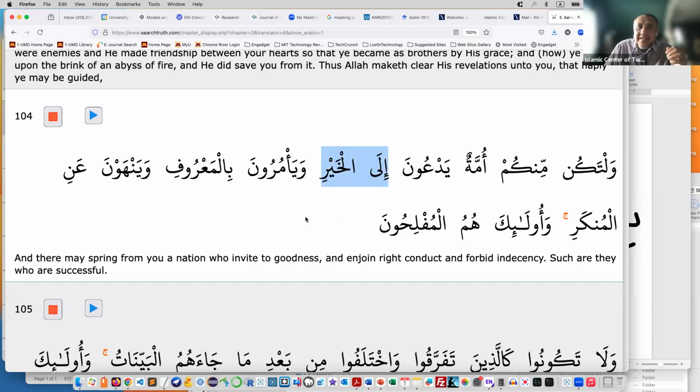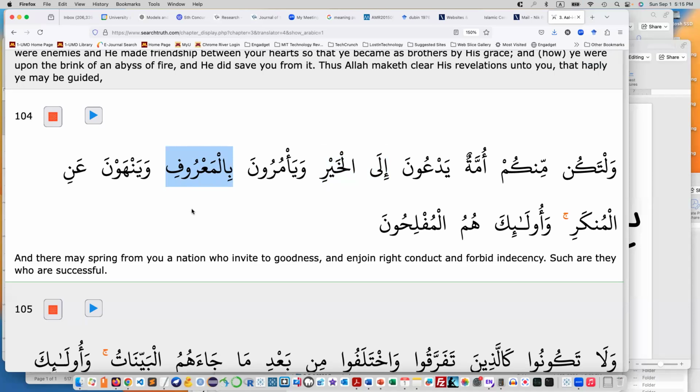Okay. So let's go to Zarif here. Fortunately, Zarif gets the easy one. So Zarif, go ahead. What about this one? Bil ma ru fi. Very good. Bil ma'rufi. Very nice. You got it.